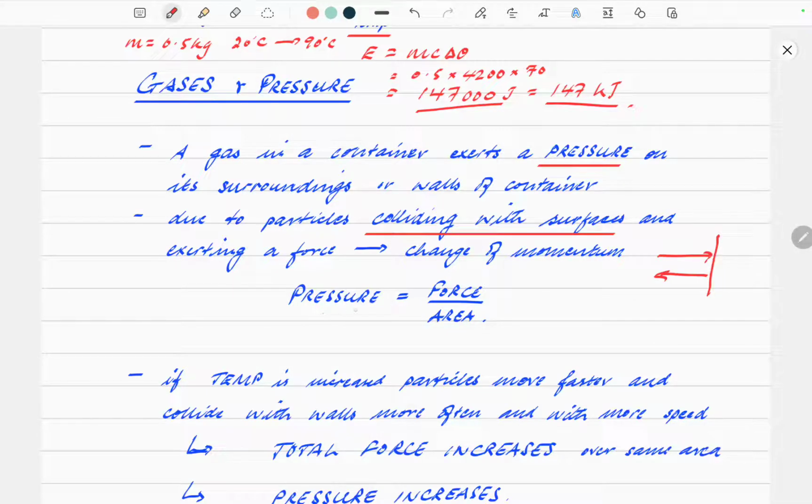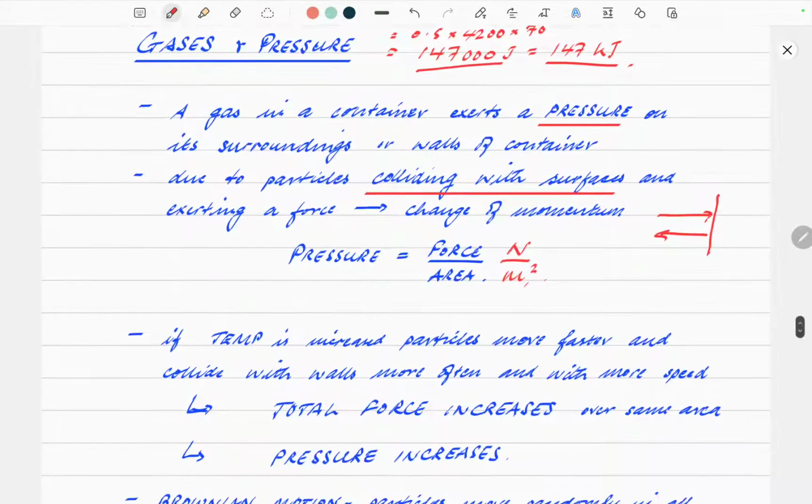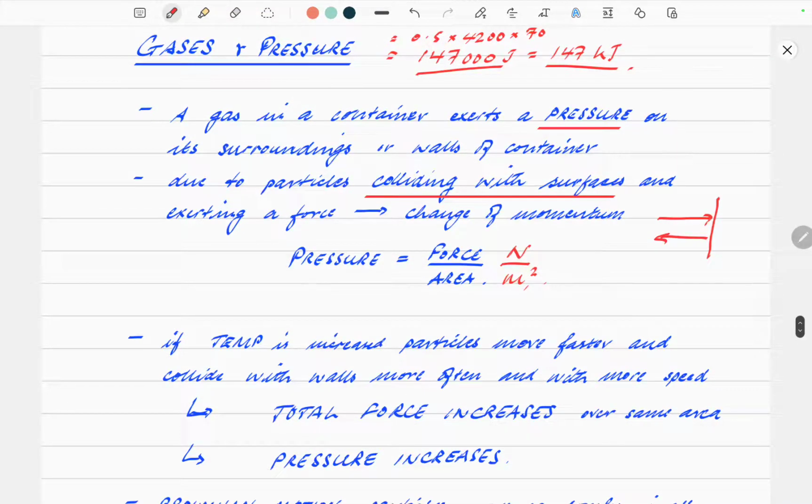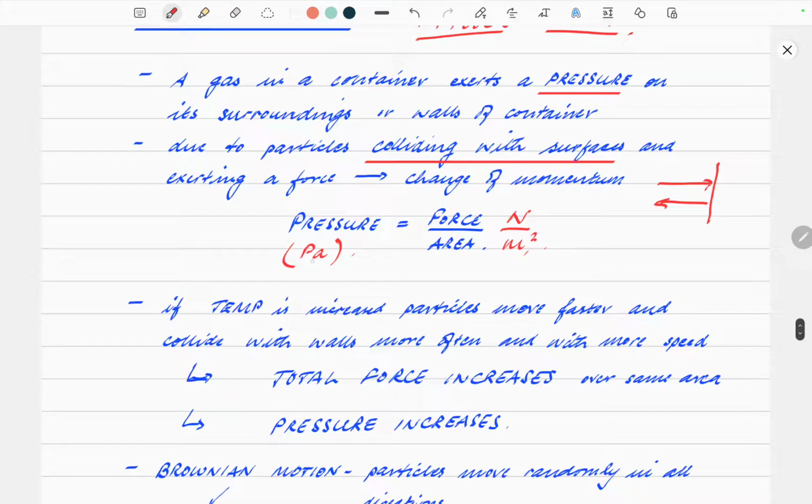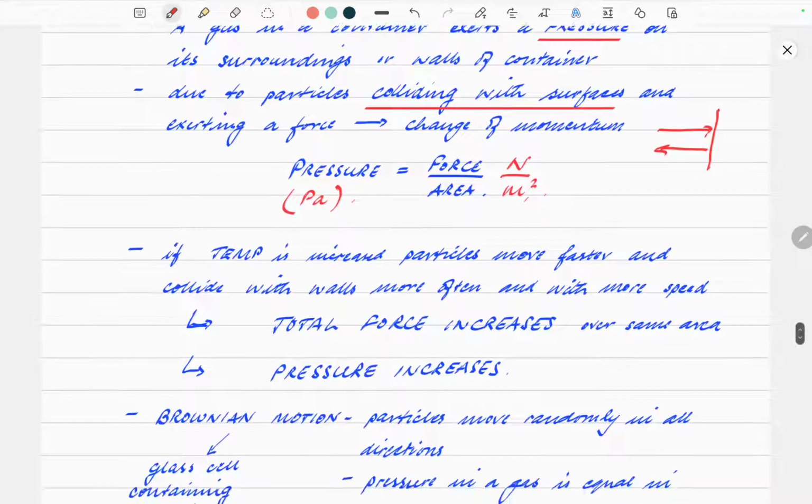And as you know, pressure is force over area. So that's newtons over square meters. Again, units, all right? And the unit of pressure, i.e. 1 Newton per square meter, is a Pascal. And atmospheric pressure and things like that are all stated in pascals.